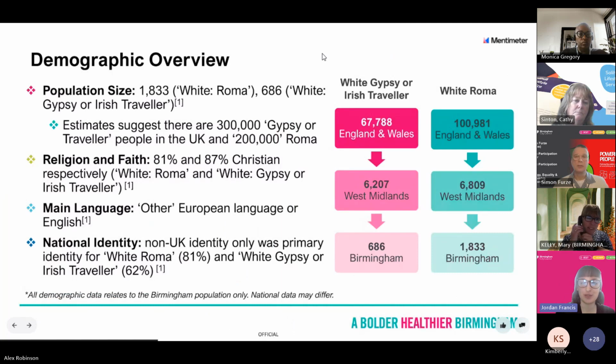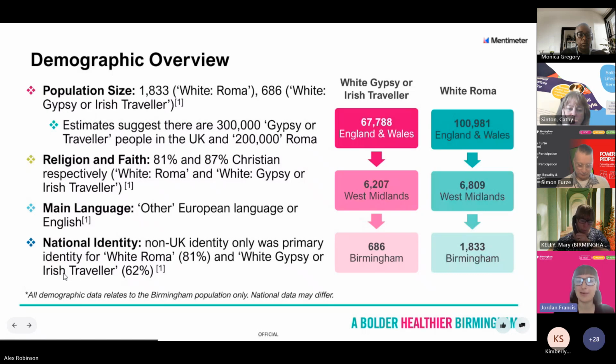identify with either white Gypsy or Irish Traveller or white Roma. But because of those barriers to self-identifying, some other resources have actually indicated that it's closer to 500,000 in the UK, which is actually a huge portion of our population when we look at some of these different community groups. But there's just a huge underreporting, which also then leads to huge gaps in knowledge of what we know about the health needs and how to appropriately address these.